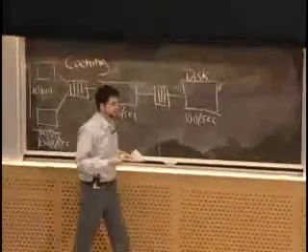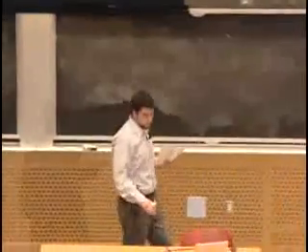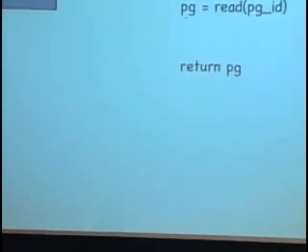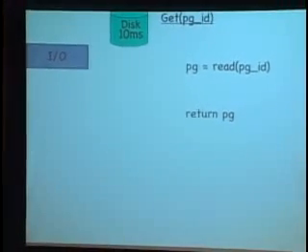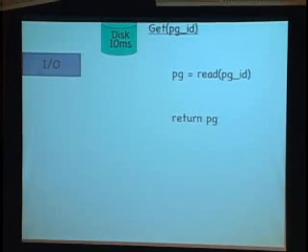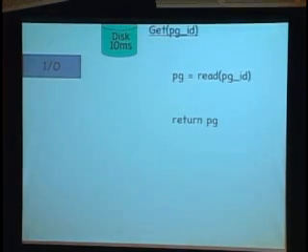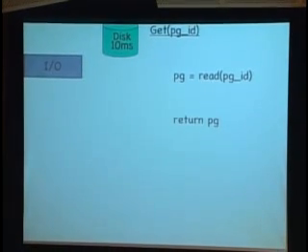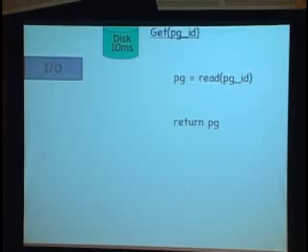The simple idea is that we're going to take this I/O stage, or this disk stage, with its disk that runs at 10 milliseconds. What I've shown here is a very simple piece of pseudocode that might correspond to what the get page ID function for this I/O stage does. It simply calls some read function that reads page ID off the disk and then returns the page.